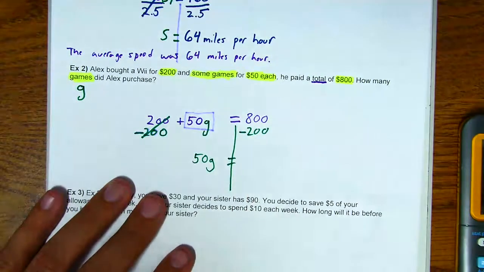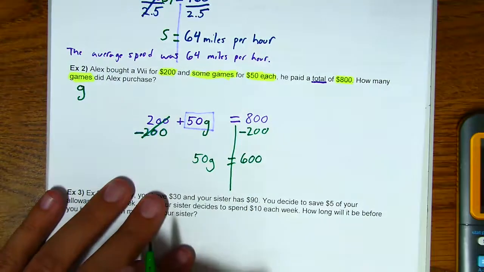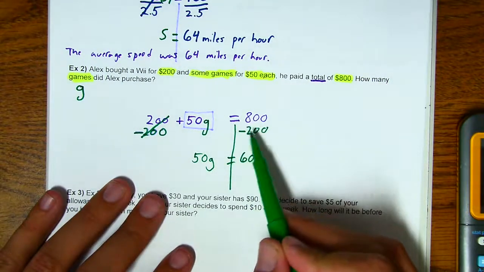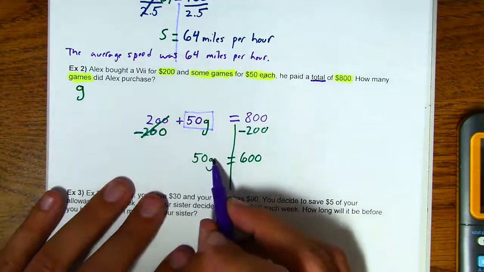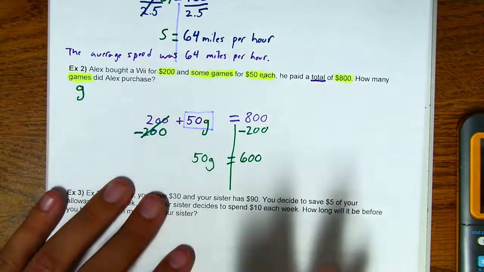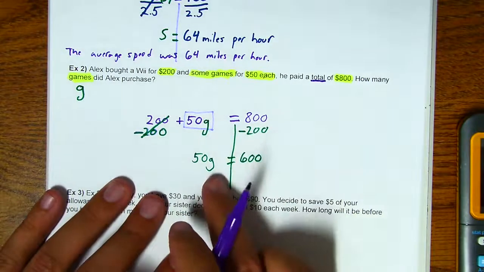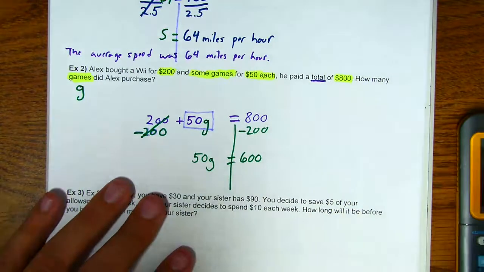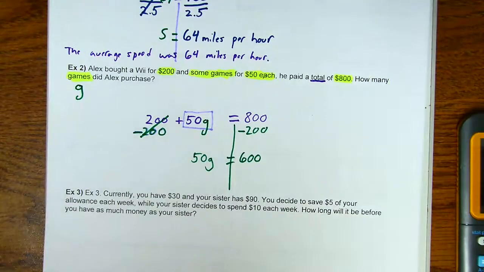800 minus 200. Type that into my calculator. I'm going to get 600. So I had 800 minus 200. I got 600. Now I have, remember, 50G. If they're glued together, what are they doing? They're multiplying. This is 50 times G. I want G alone. I want nothing else on this side of the equal sign except for G. I want G and nothing else. This 50 is in the way. I need to get rid of it.